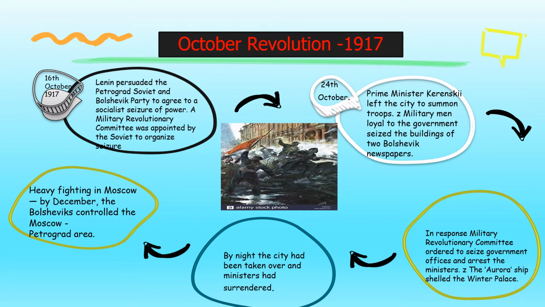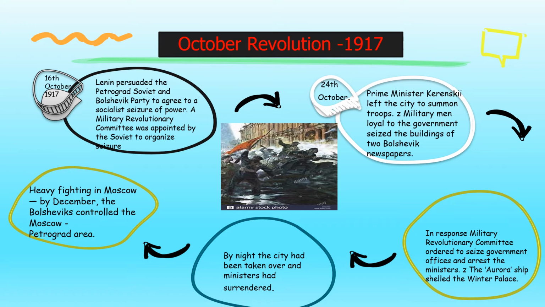A Military Revolutionary Committee was appointed by the Soviet under Leon Trotsky. The uprising began on 24th October. Prime Minister Kerensky left the city. Military men loyal to the government attacked the 2 Bolshevik newspaper offices. They also took control of the telephone and telegraph offices. In return, the Military Revolutionary Committee ordered its supporters to attack the government offices and arrest all the ministers.